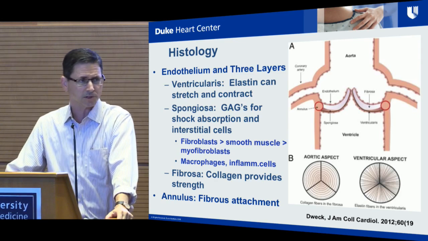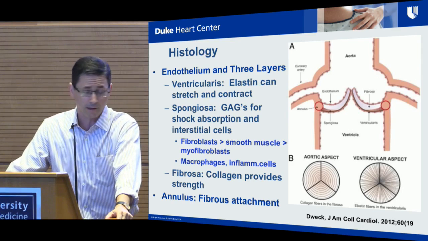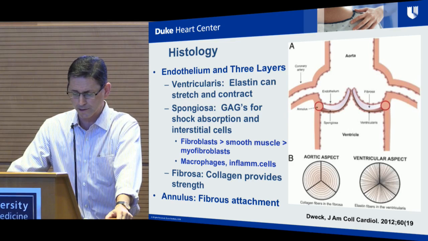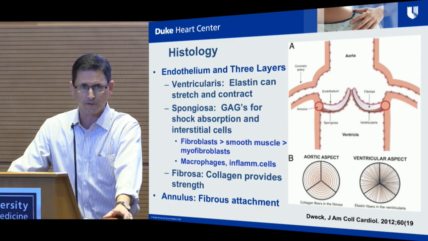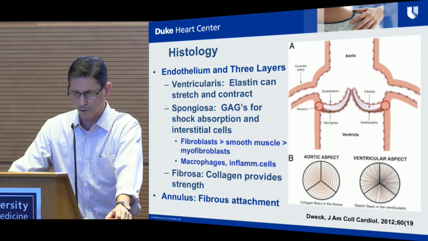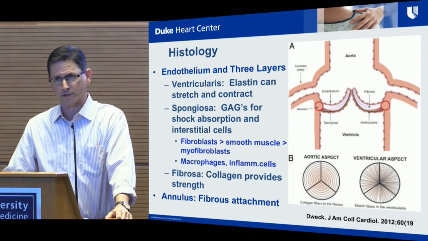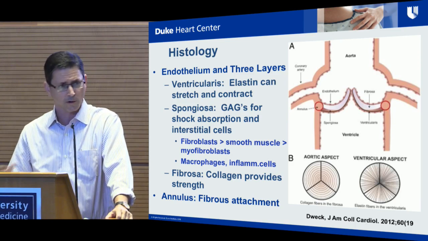The spongiosa, or middle layer, is really the shock absorption. It's complex in its composure, and it is certainly also prone to change with alterations in stress. And then finally, the fibrosa layer provides really some of the physical strength, and is composed of various types of collagen fibers. And then also the annulus, or anchor point, which is fairly uniform compared to the mitral valve that I'll talk about a little later, around the circumference.